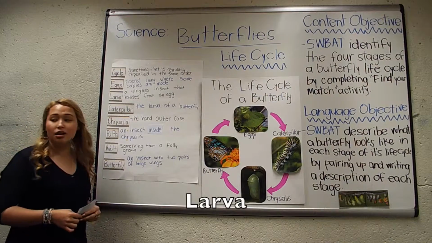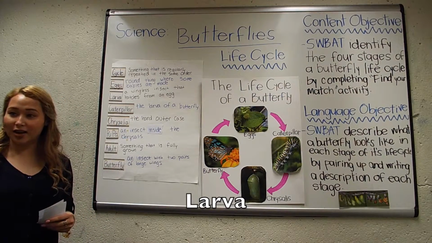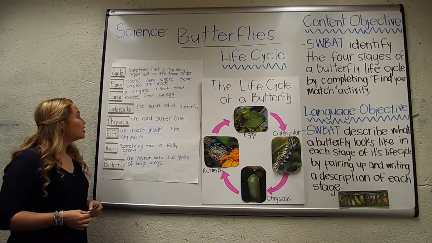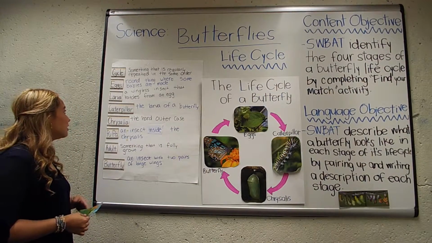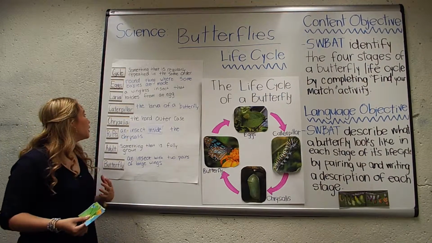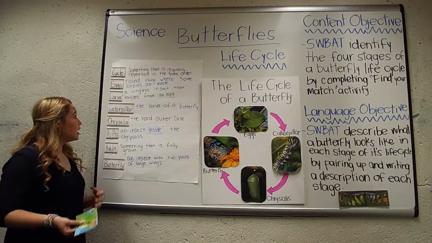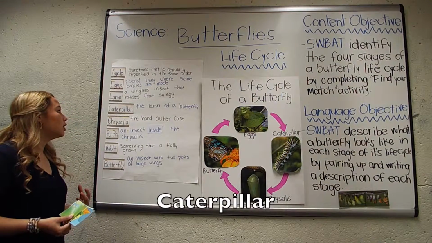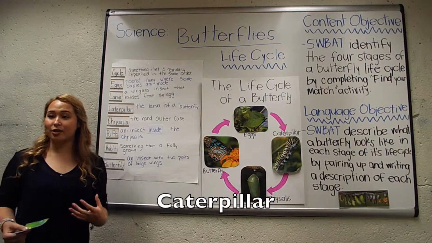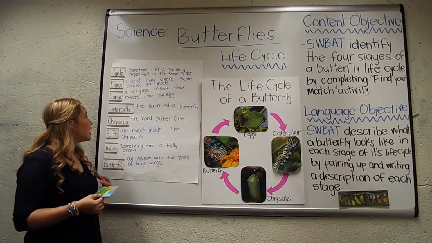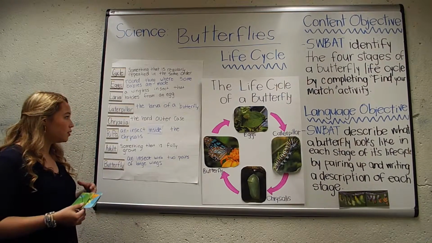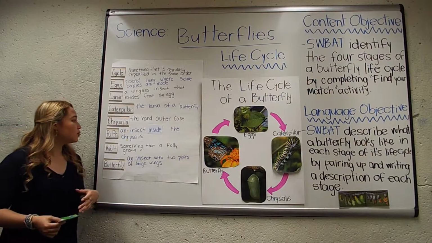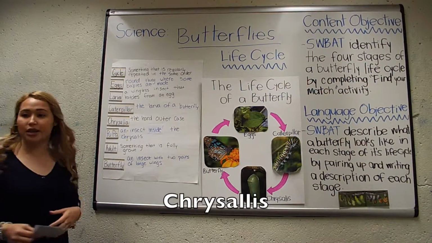Our next word is larva. Larva. Very good. A larva is a wingless insect that hatches from an egg. Our next word is caterpillar. Can you repeat? Caterpillar. Very good. The caterpillar is the larva of a butterfly. Our next word is chrysalis. Can you repeat after me?